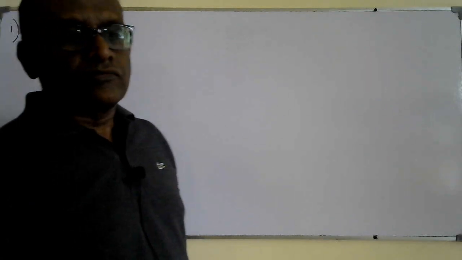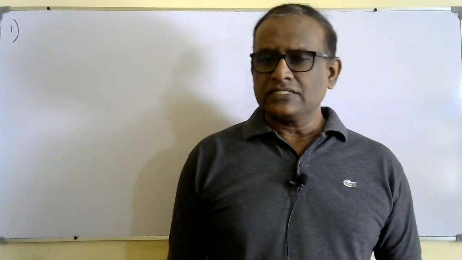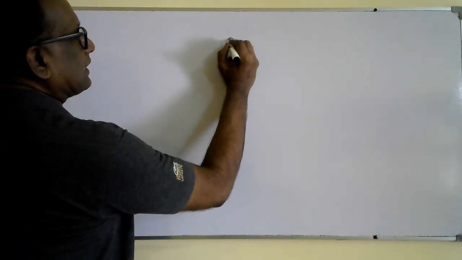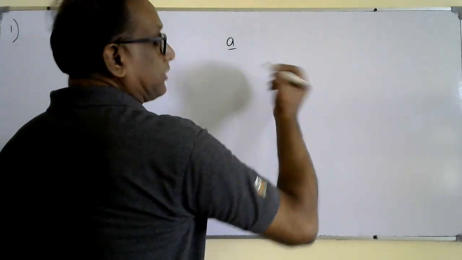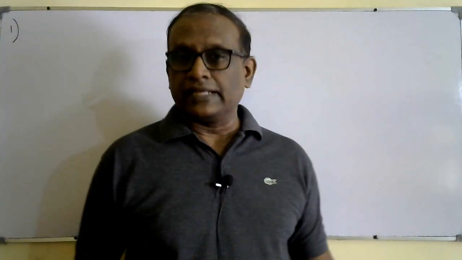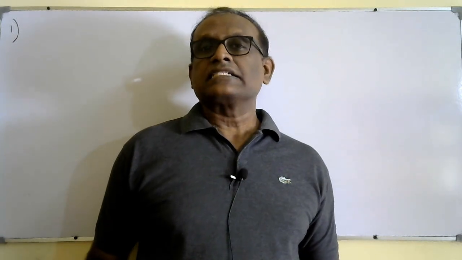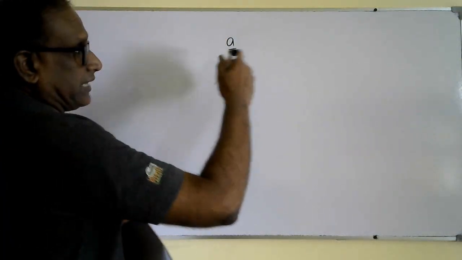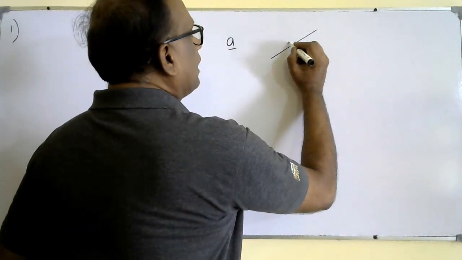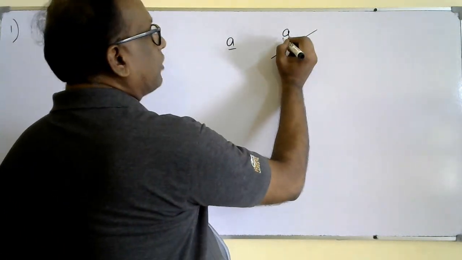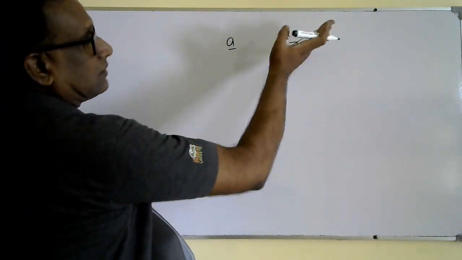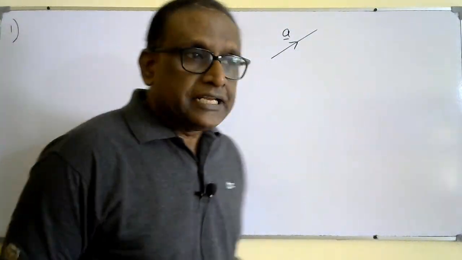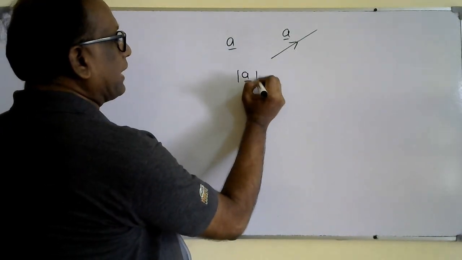Okay, so first question, it's based on vectors. So you should know basic things related to vectors. For example, if A is a vector, it could be shown by a straight line with an arrow. The length of the straight line indicates the magnitude and the direction of the arrow indicates the direction of the vector. We can give the direction in terms of an angle also. So the magnitude of the vector is denoted this way.